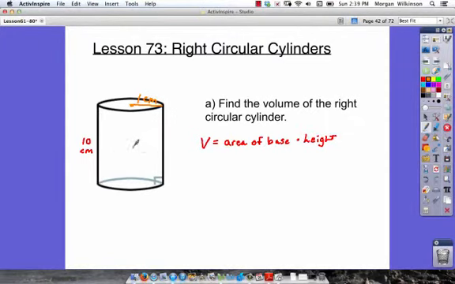Now this right circular cylinder, we can see it has a radius of 1 centimeter, and it has a height of 10 centimeters. What we want to do in our first problem is to find the volume of the right circular cylinder. The formula to find the volume, how much it can contain within inside the three-dimensional space, is equal to the area of the base times the height. So the area of the base is what it sits on. We need to find the area of our shape on the bottom.